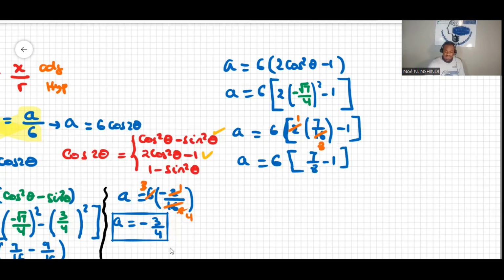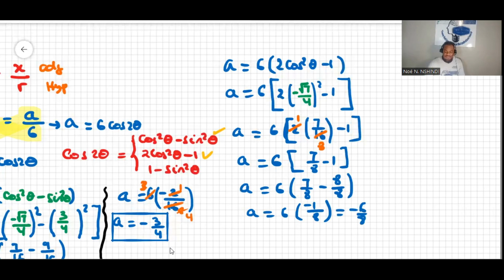If we work out to simplify this also, 7 over 8 minus 1 is 8 over 8. Then this will make 6 times 7 over 8 minus 8 over 8, just negative 1 over 8. Because the denominators are common, we can just work out the numerator. And then this makes negative 6 over 8, which is negative 3 over 4. So the same answer we get here.